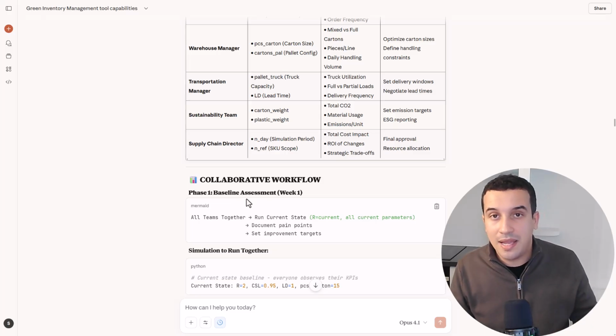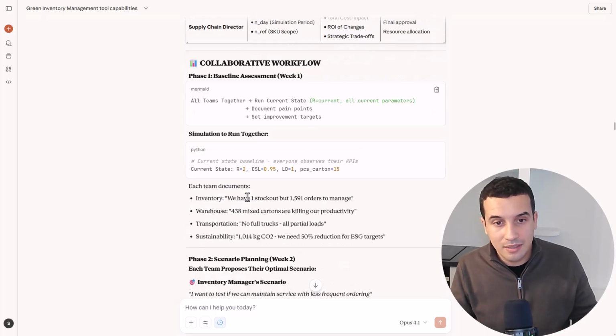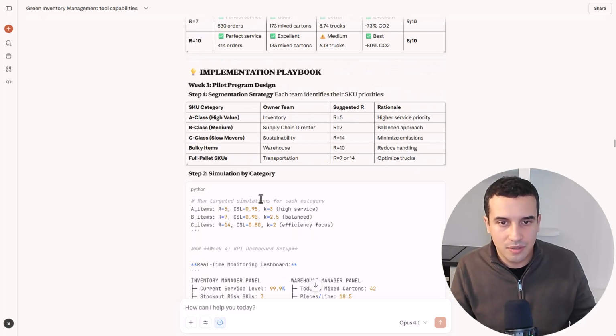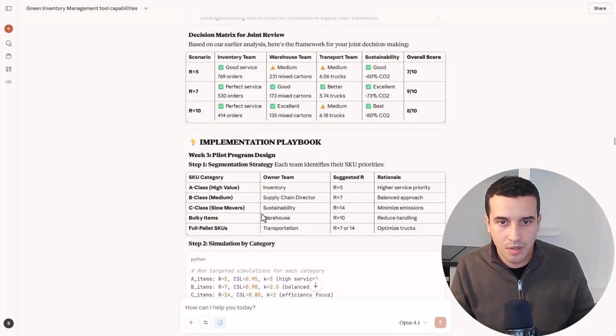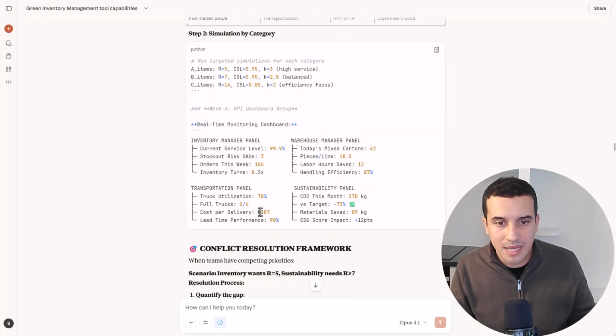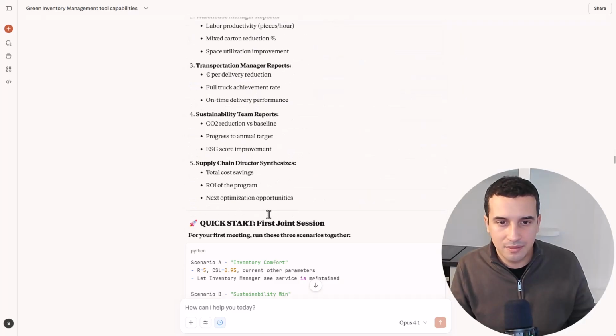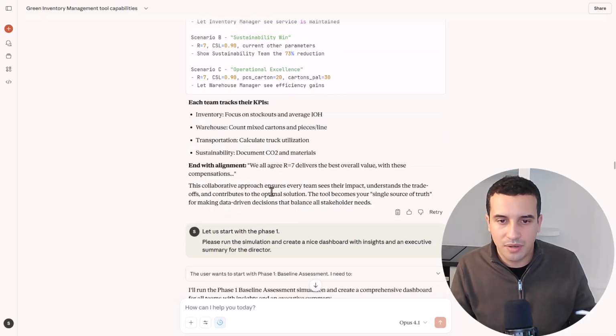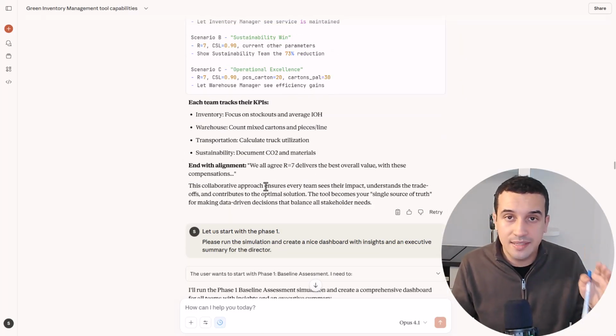So it's playing also the role of a consultant. And you will see also in this discussion that it's providing an implementation playbook. So I won't enter into detail, but it's crazy, the amount of details that is provided.